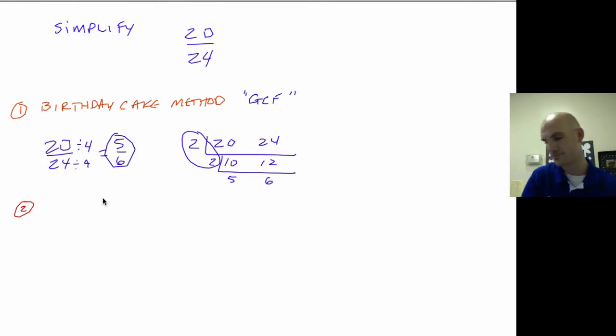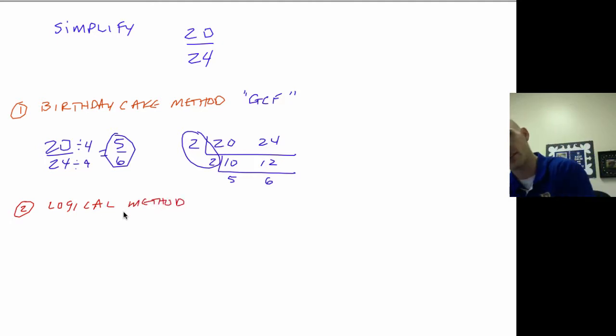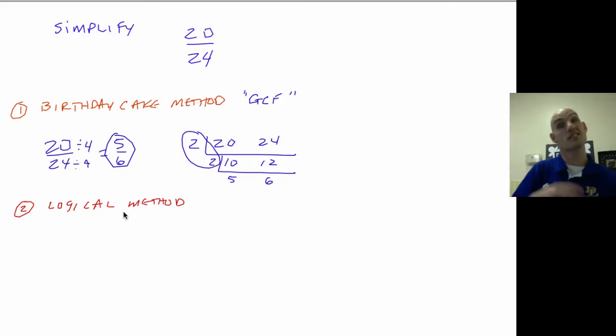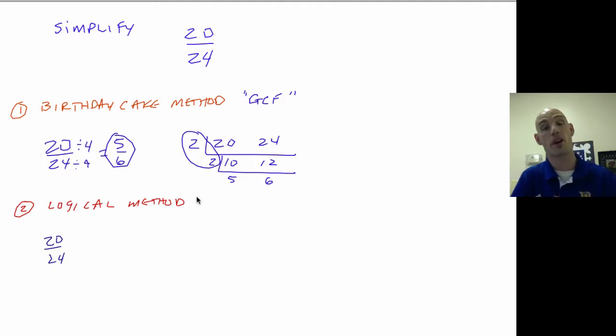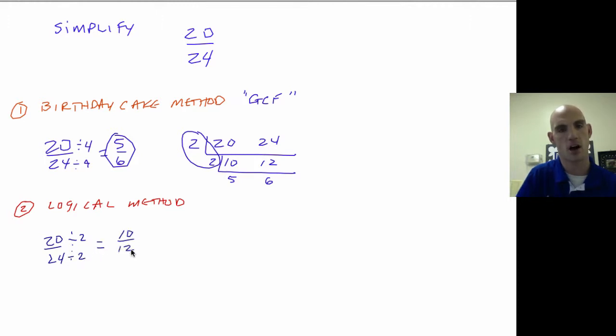Way number 2. We're going to call it logic, or the logical method. Sometimes you can't get all the way to the end to begin with, but you know that there is something that goes into both. So I'm going to start out again with 20 over 24, and I'm going to say to myself, logically, what goes into both? This is a way to shrink fractions down right away. So I know immediately that 2 goes into both of these. I'll divide by 2 on top and by 2 on bottom. I end up with 10 over 12.